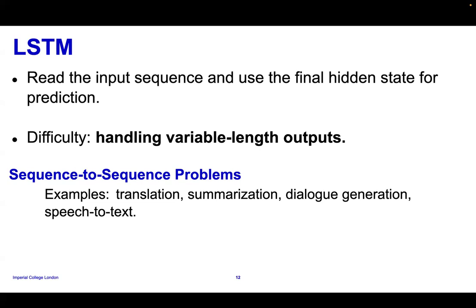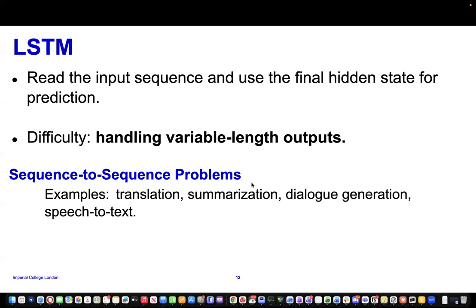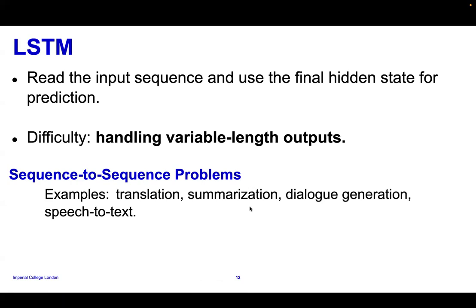That is, I give a sequence, maybe a sentence, and it gives me an equivalent sentence. Just give me another sequence, I don't care about the length. That is what we call seq to seq problems. So LSTM cannot solve the seq2seq problem. Seq2seq problems include translation and summarization. For example, in summarization, you give a language model text and you ask it to summarize, right?